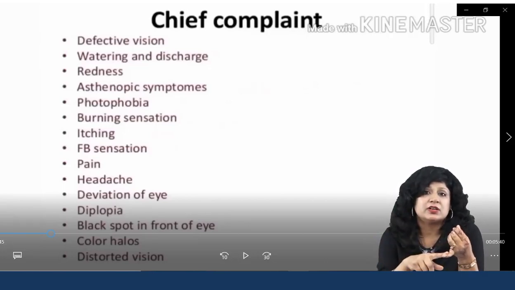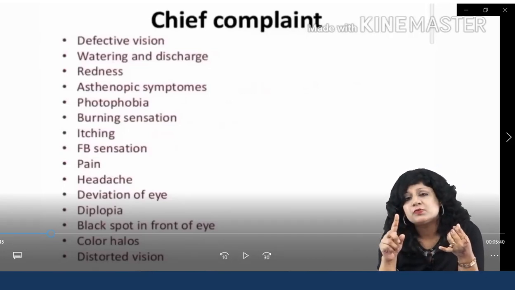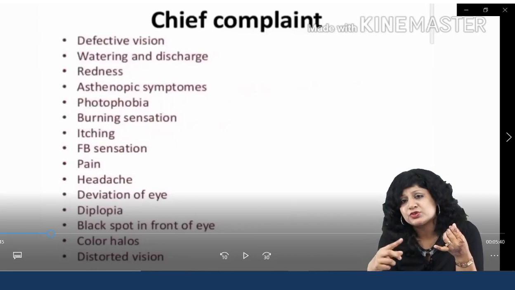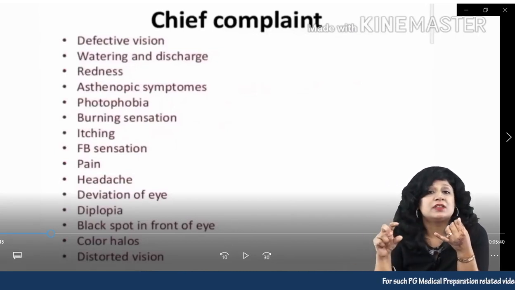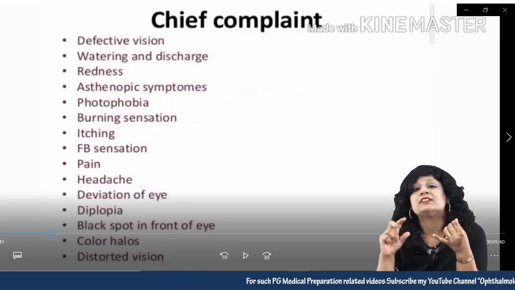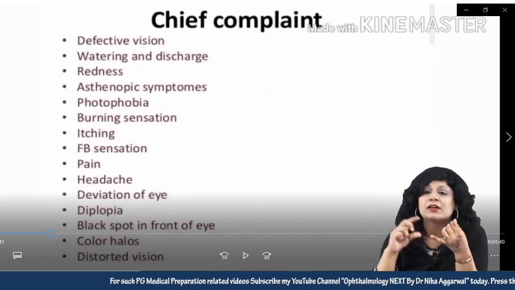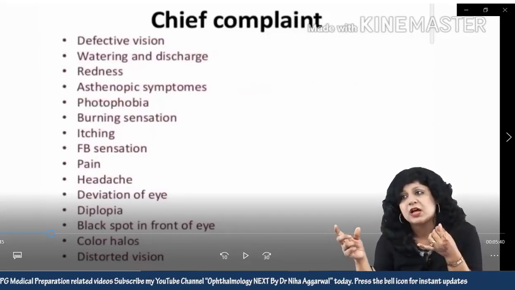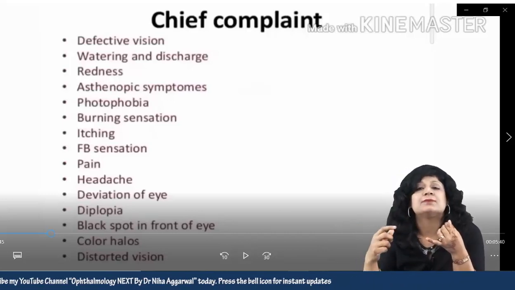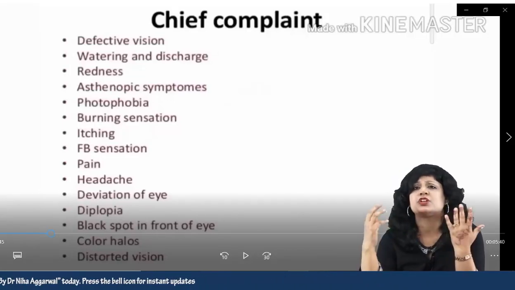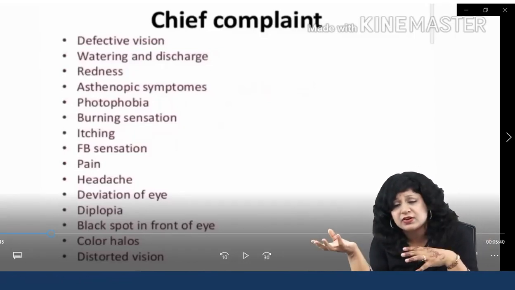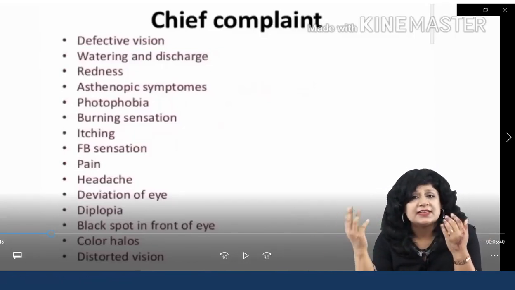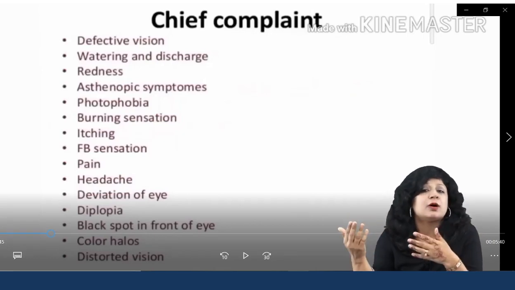Then distorted vision. There is again a difference between defective vision, blurring of vision, diminution of vision, and distortion of vision. Distorted is the one that signifies that there is macular involvement. Macular involvement means metamorphopsia. Then you'll start thinking in terms of macular hole, macular degeneration, depending upon the age of the patient, depending upon history, depending upon infrared radiation exposure, CSR, CME. So you think about those things.